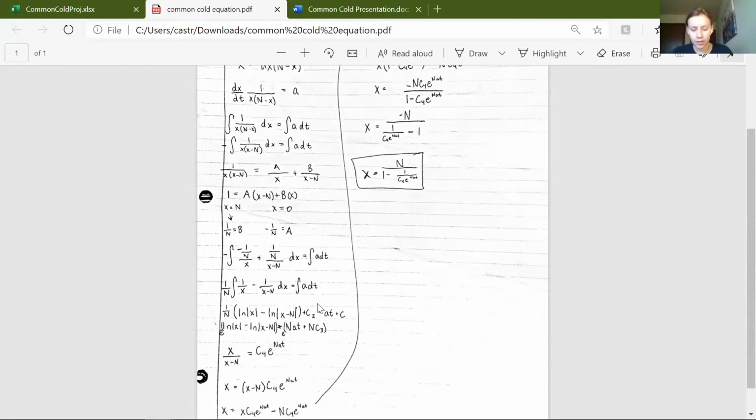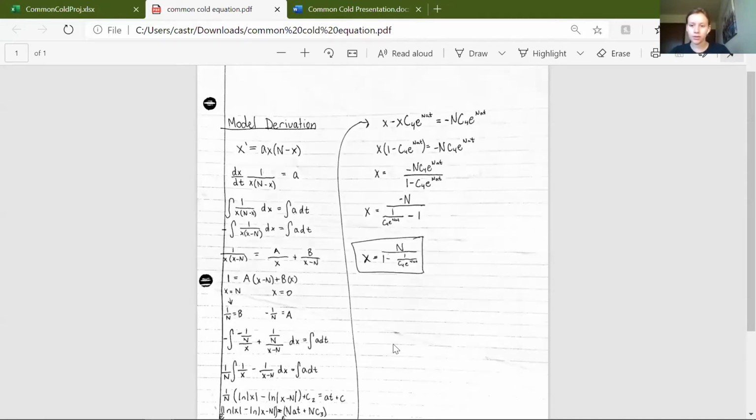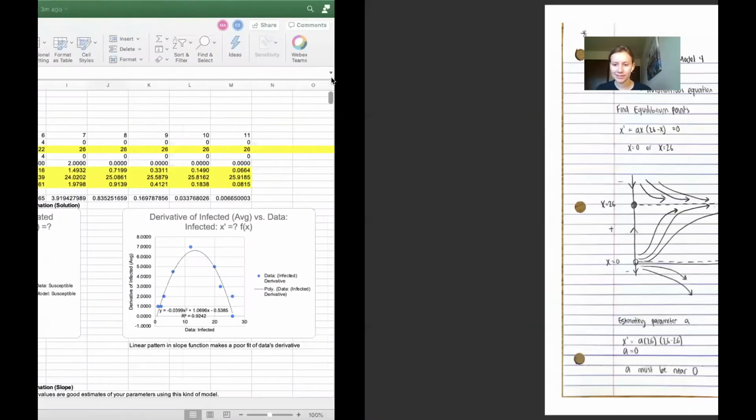And we differentiated both sides, which left us with this mess, which we eventually had to get x by itself. And through just lots of algebra, we were eventually able to come up with this equation, which we found was the best fitting equation to our data.